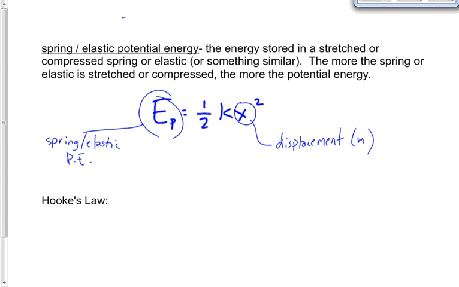The displacement we're talking about here is how far it's stretched or compressed. Right now, it's not stretched or compressed. When I pull it back 5 centimeters, it's stretched 5 centimeters. That's the displacement we're talking about. Not how far it's gone, its change in position, but rather how much it's stretched or compressed. Does that make sense? We'll just put a little note there. The amount stretched or compressed.